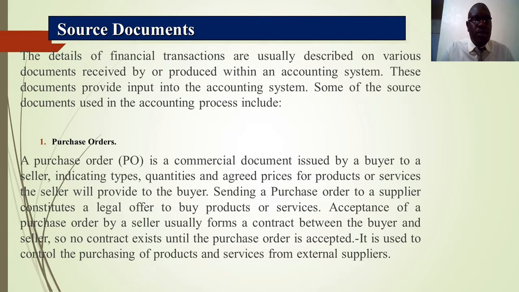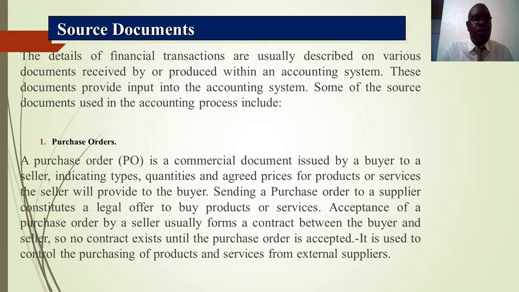Some of the source documents we are going to pay keen attention to include purchase order, receipts, sales invoice, purchases invoice, credit notes, debit notes, and payment vouchers. Let us start by looking at purchase orders. A purchase order is a document which is prepared by the buyer and is sent to the seller, and it indicates the types, quantities, and agreed prices for products or services the seller will provide to the buyer.